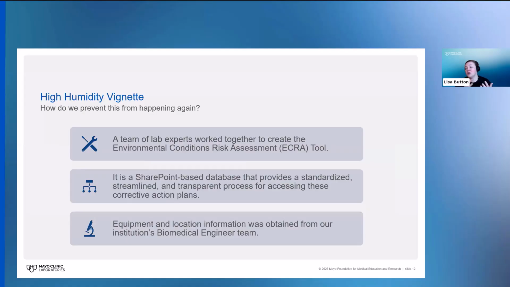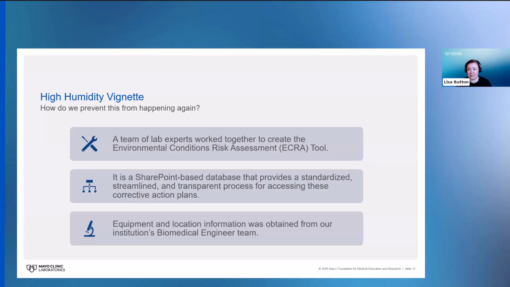All right, so then we made it through that instance. Obviously, we don't want to have to go through that again. It was a heightened sense of urgency to be able to find the answers and make the right choices. So how do we prevent that feeling of urgency from happening again? We put together a team of lab experts, and they created a tool called the Environmental Conditions Risk Assessment. We lovingly refer to it as the ECRA tool.